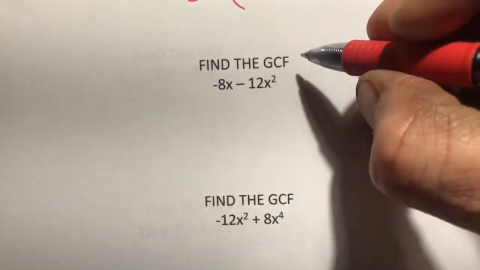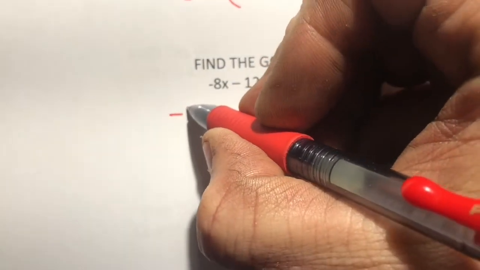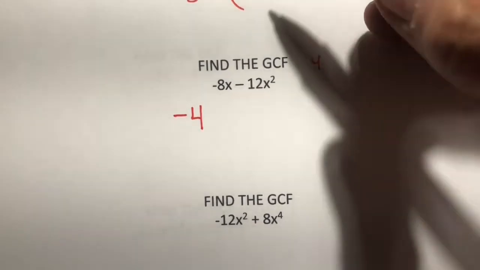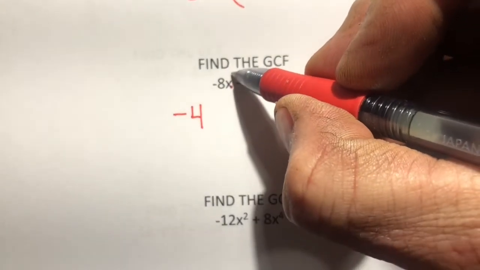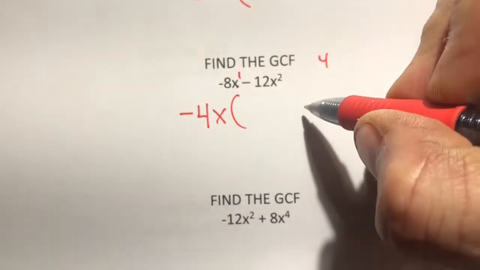8 and 12, the GCF of that is 4. Now, see how both of these are negative? That means we could pull out a negative 4 and get rid of the negatives in the expression. There's an x here, which is x to the 1, and there's an x^2, so I can pull out an x. And there's my GCF.